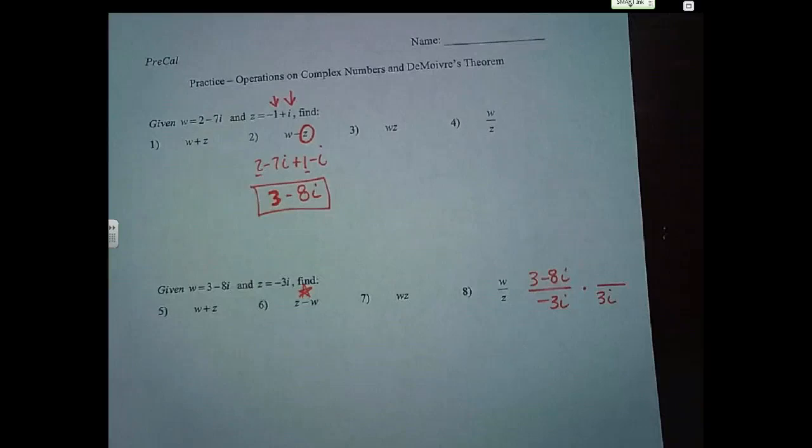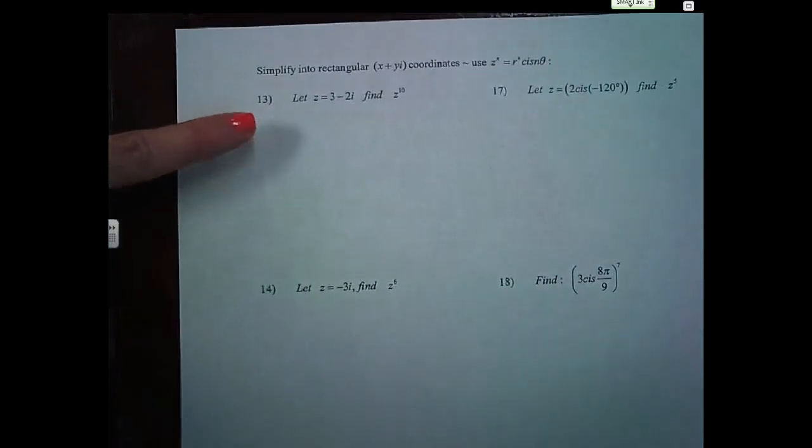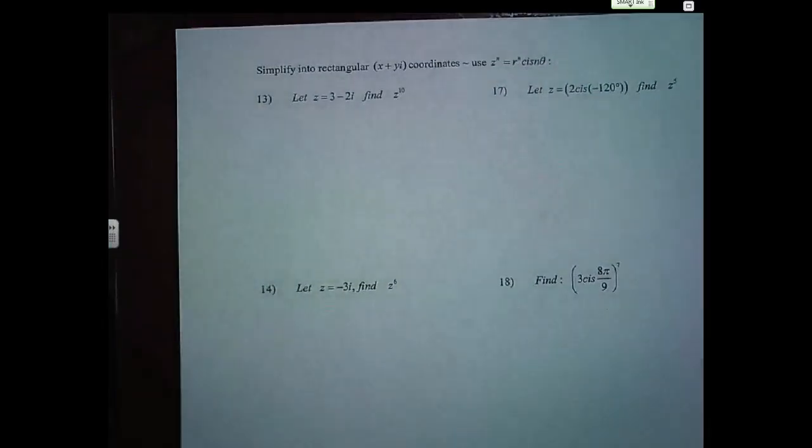Now, let's go to the back, please. Okay, so I want to do problem 13 with you. And 13 wants you to turn it into rectangular form. This is a practice from Friday. This is like what we did on Friday's lesson. So right now it's in rectangular form. You can look at it and know x, you can look at it and know y.